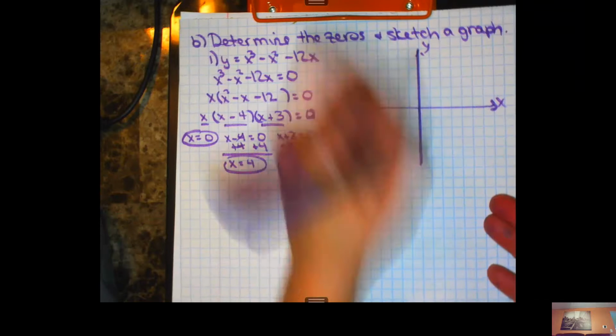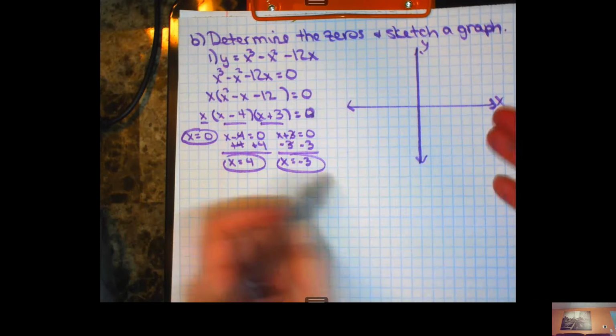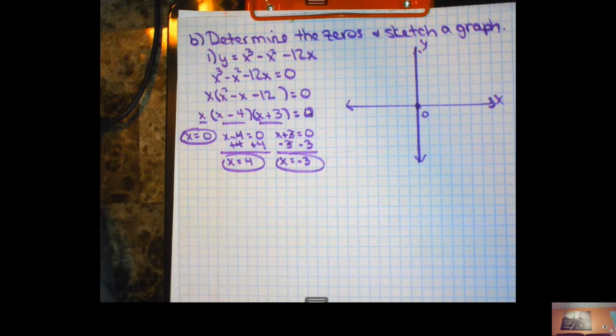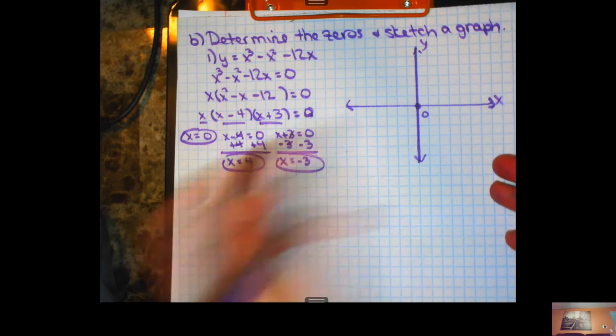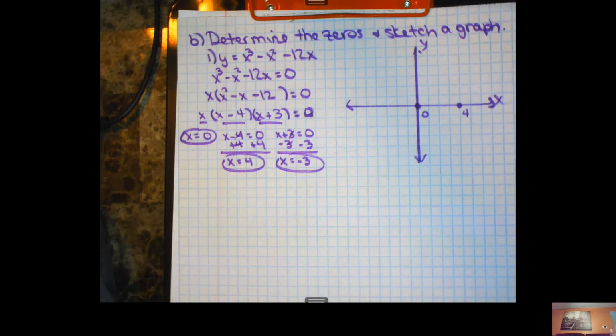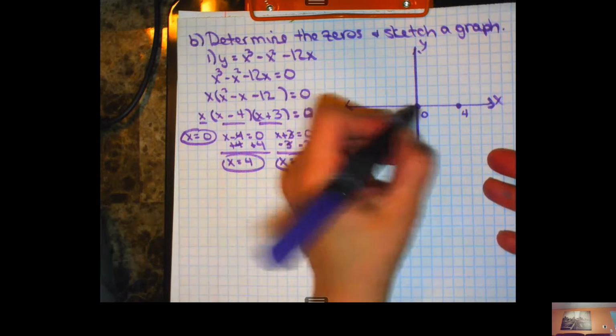So we have our x and y. These are our zeros. So, can you write 0 and plot a point? Can you find 4 on the x-axis and put a point? 1, 2, 3, 4. And I'm going to put 4 there. And then find negative 3 and put a point. 1, 2, 3.